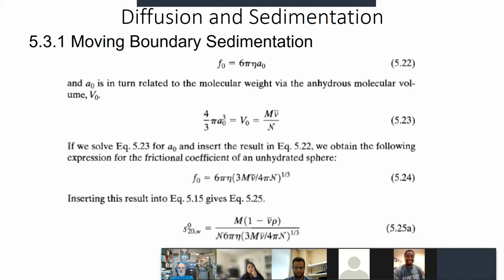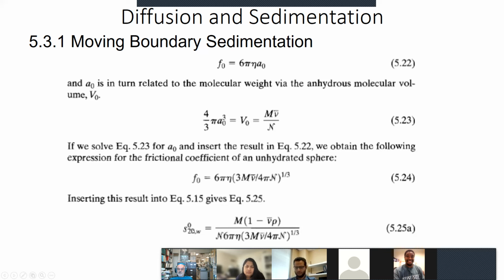So we can solve here for A0. If we take 4/3 pi to the other side, we end up with 3 in the numerator, 4 pi in the denominator. Then we take the cube root, and that'll give us A0. And then we plug that into Stokes' law. So we get this equation: 6 pi eta, and then the cube root of 3 m V bar over 4 pi Avogadro's number. Then we're going to plug this into the equation for the sedimentation coefficient.